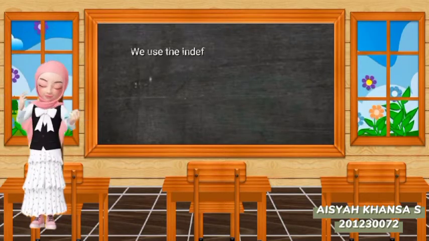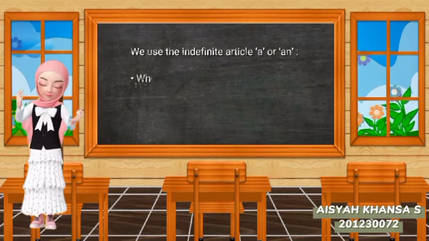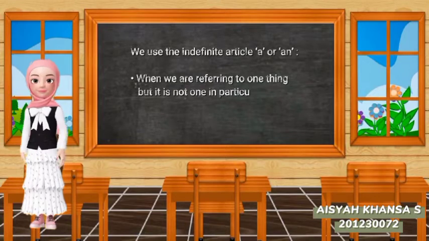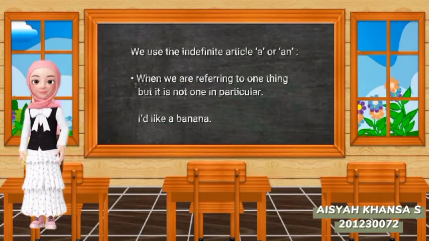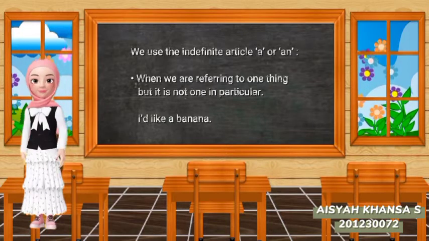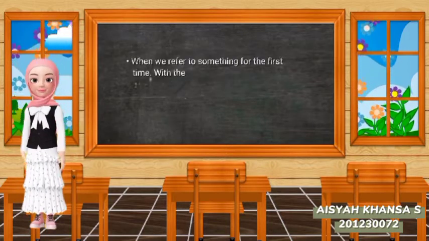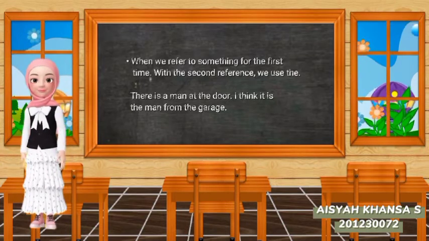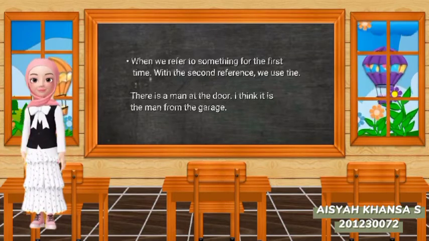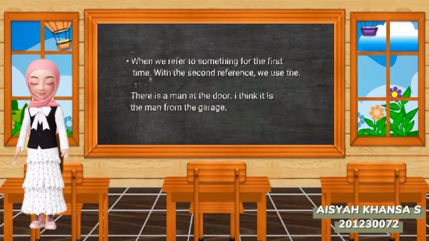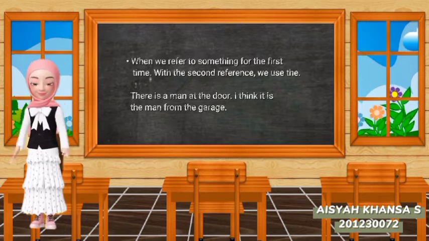We use the indefinite article a or an when we are referring to one thing but it is not one in particular. For example, I'd like a banana. The second, when we refer to something for the first time; with the second reference, we use the. For example, there is a man at the door. I think it is the man from the garage.